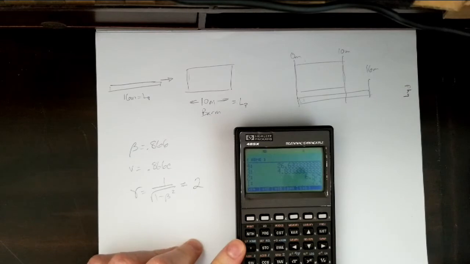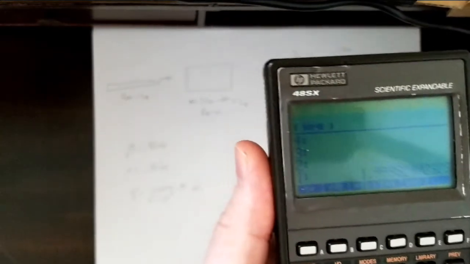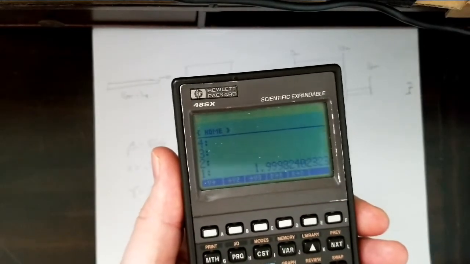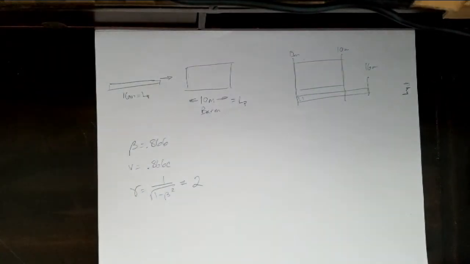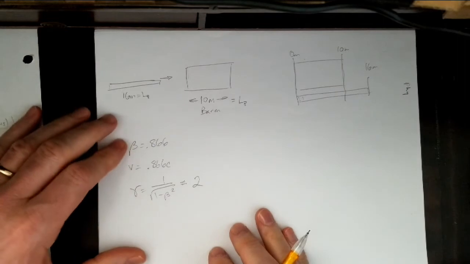So using the calculator, we have beta is 0.866. We will square that, subtract it from 1, take the square root, and then the reciprocal. There's a shadow there, but close enough to 2. All right, so gamma is about 2.